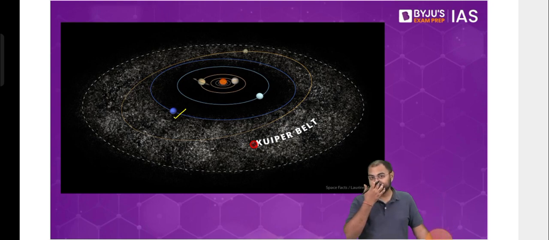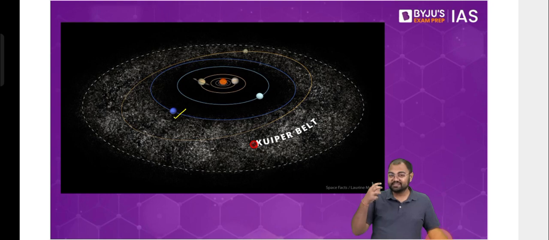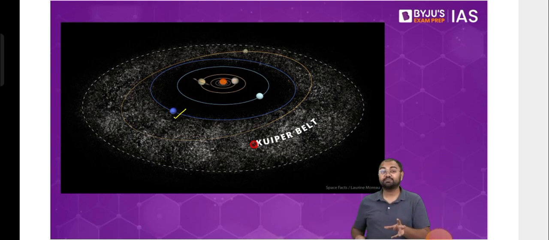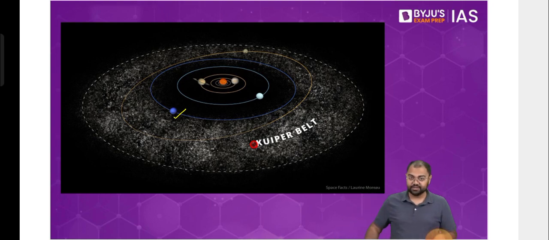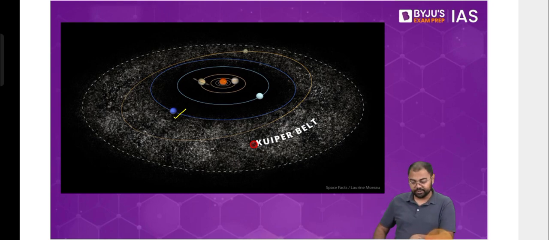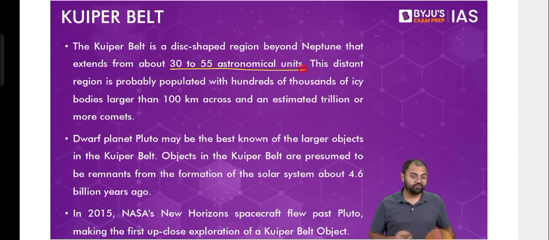Now, what's special about this belt is that you have come very far away from the sun. Because of the distance from the sun, the gravitational pull of the sun is limited compared to what it used to be in the inner part of the solar system. That is the reason why so many smaller celestial bodies can very easily survive here. If the same celestial bodies were in the inner part, they might not have been able to survive. They might have been pulled by the sun. But this is not what happens here. The distance here starts from 30 and goes up to 55 astronomical units.